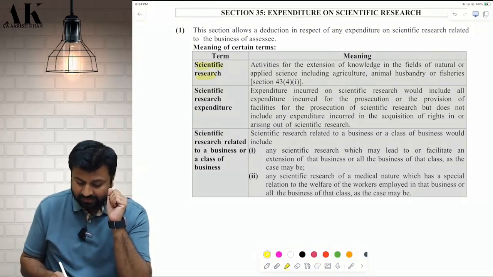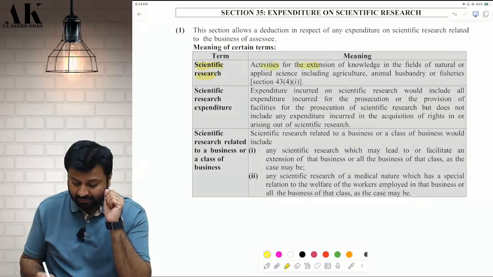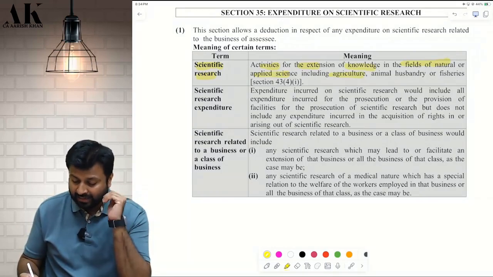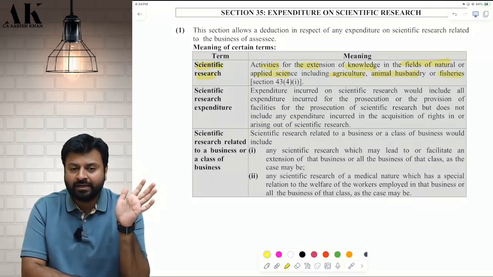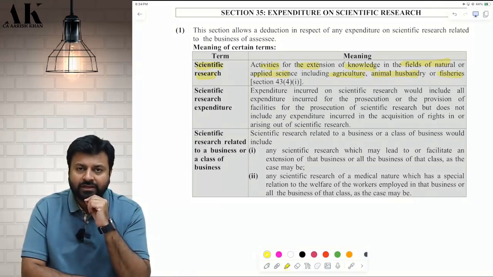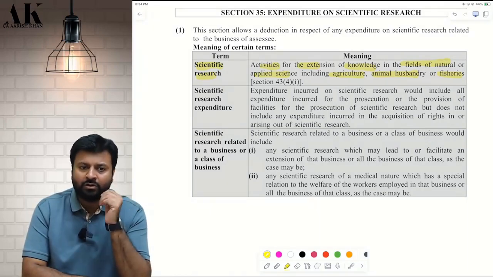The word scientific research means activities for extension of knowledge in the field of natural or applied science, including agriculture, animal husbandry and fisheries. You can do scientific research in various aspects. Scientific research is not done in one or two areas. It can be done in multiple areas. Are you clear?